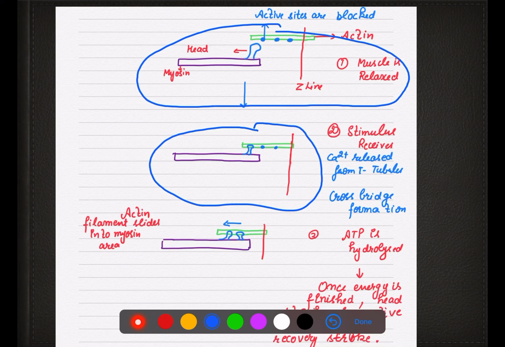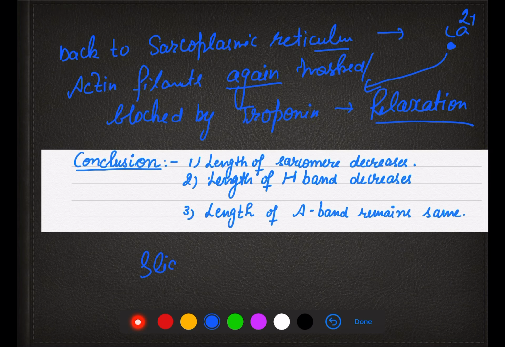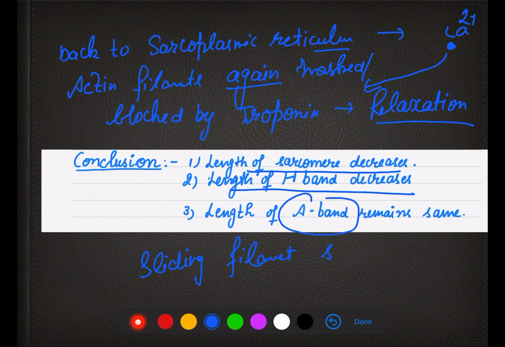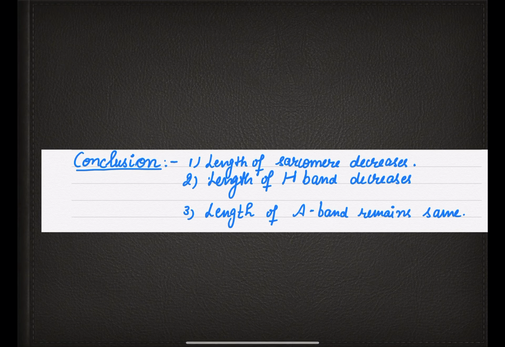So this is the main process of our muscle contraction with the help of the sliding filament theory. The moment your actin filaments slide, the length of the sarcomere decreases, the length of the H band decreases, but the A band remains the same. I hope you are able to get my point, what I want to say here. So this was about our muscle contraction with the sliding filament theory.